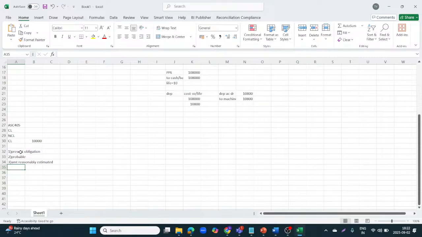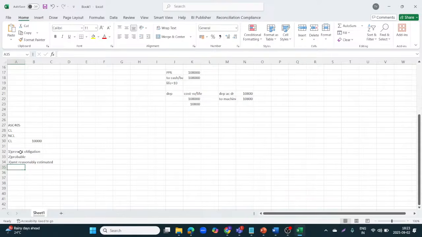So here, how will you account for a contingent liability? If the liability is probable and the amount can be estimated, then you will have to record it in your financial statement. If it is reasonably possible but not probable, then you have to disclose it in the notes to your financial statement.